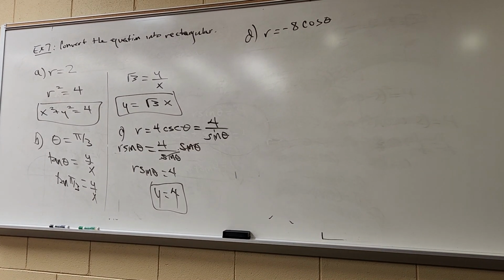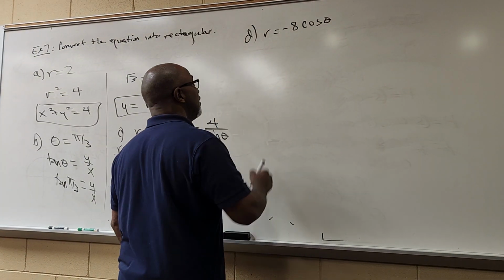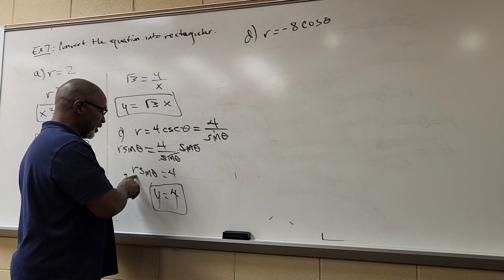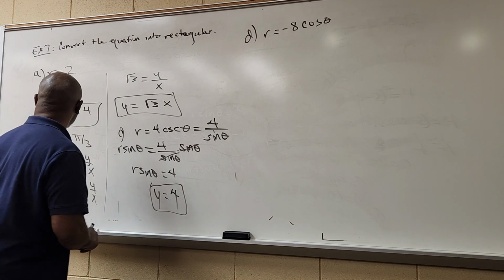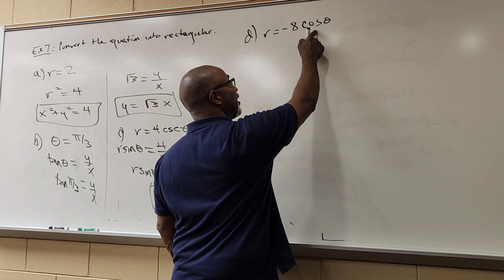I want to convert that equation. It's in polar form right now. I want to convert it to rectangular form. Well, we've seen already a bunch of times, if I ever get r sine theta, I have y. If I ever get r cosine theta, I've got x. Well, I've got cosine theta, but I don't have the r.